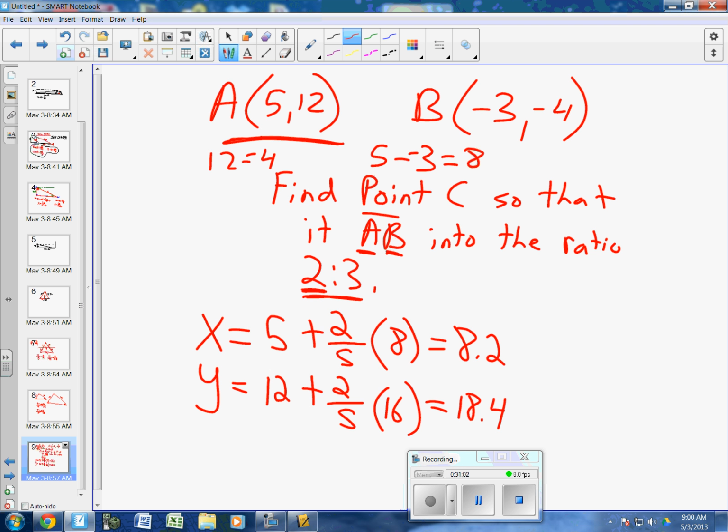Well, actually, think about this, you guys. (5, 12) is going to be up here somewhere, right? And (-3, -4) is going to be down here somewhere. And so I forgot, if I'm going from A, which is right here, down to B, which is right there, I'm going backwards right there. So I've got to do this the other way around. Yeah, so I believe that should have been a negative 8 and a negative 16, right?